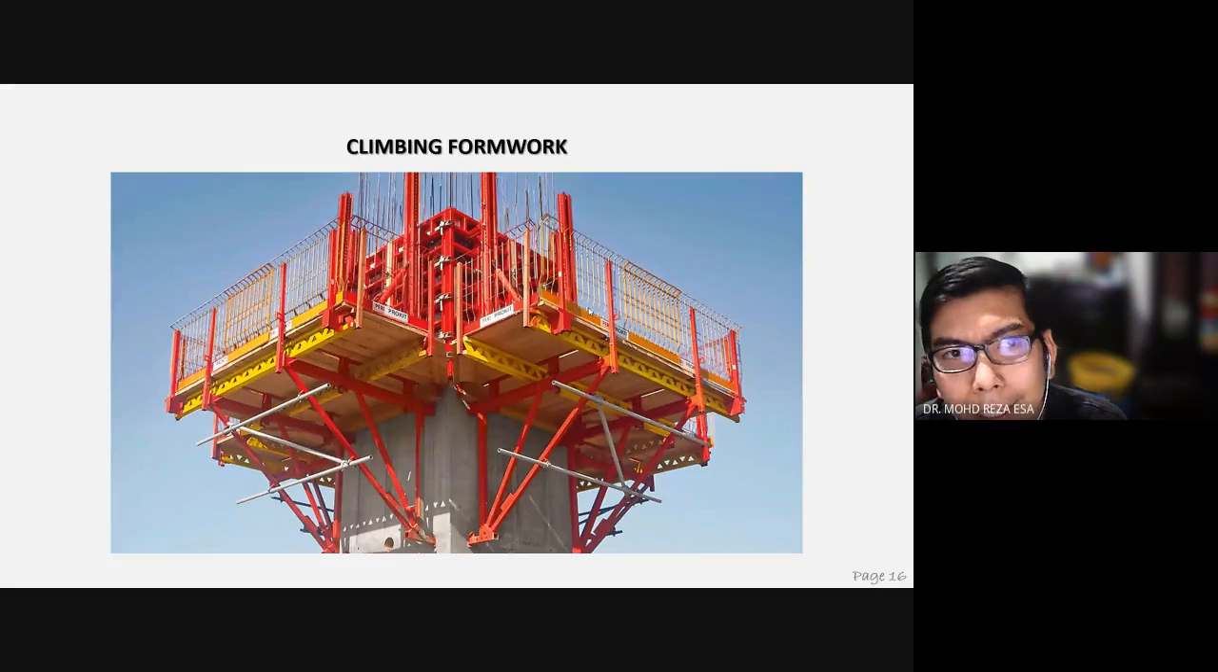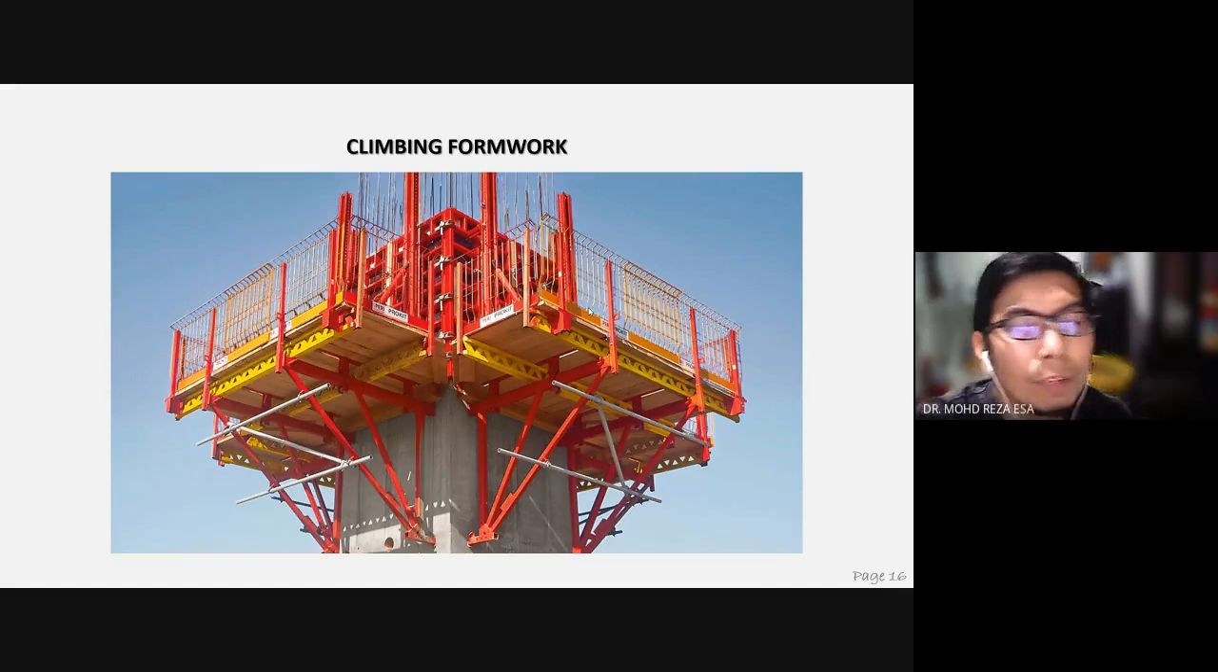But to get a clear idea on climbing formwork, nanti later on you can have a look on the videos which have been attached on the feature. I have attached one specific video on the climbing formwork, on what are the components involved and how to install the climbing formwork. So nanti later you boleh tengok dalam feature tu.